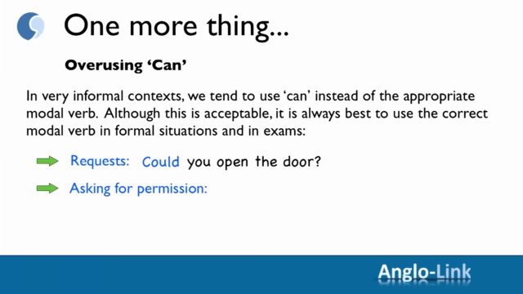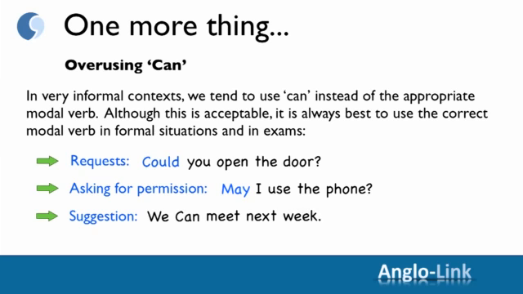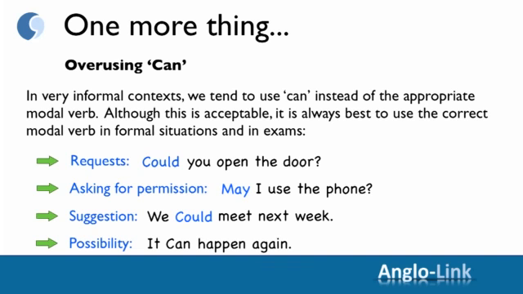Asking for permission. Once again, in an informal, friendly context, you may hear, "Can I use the phone?" But the correct modal here is may. May I use the phone? To make a suggestion, you might hear, "We can meet next week." But as you have seen, the correct modal here is could. We could meet next week. And finally, for a possibility in the present or the future, it can happen again. But as we've just seen, the better modals are it may happen again, strong possibility, or it might or could happen again.